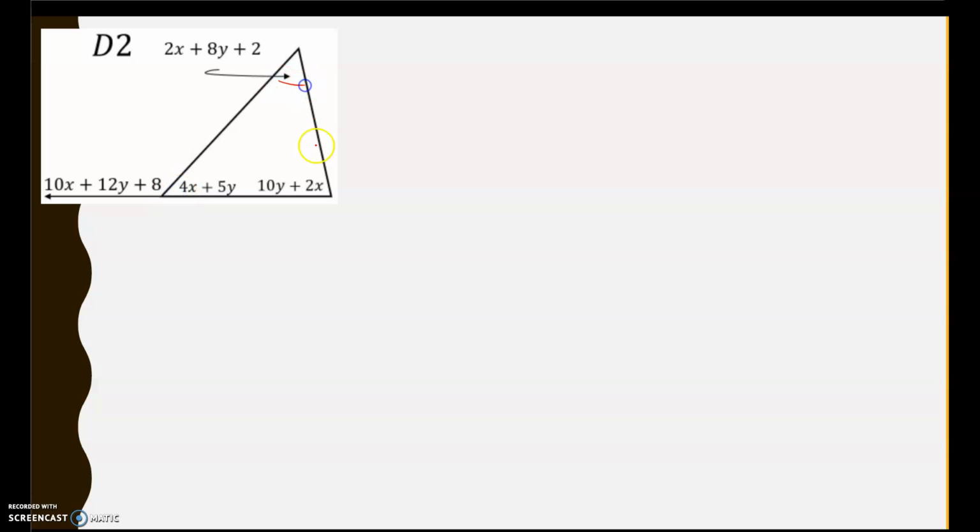I could use these three angles here, they're interior angles, so I could use triangle sum, or I could use my exterior angle theorem that says your outside angle is equal to, not the one it touches, but the other two added together. So I actually have a couple of different equations to choose from. I'm going to do the exterior angle theorem. So I'm going to set my outside angle 10x plus 12y plus 8 equal to 2x plus 8y plus 2 plus 10y plus 2x. So that's one of my equations.